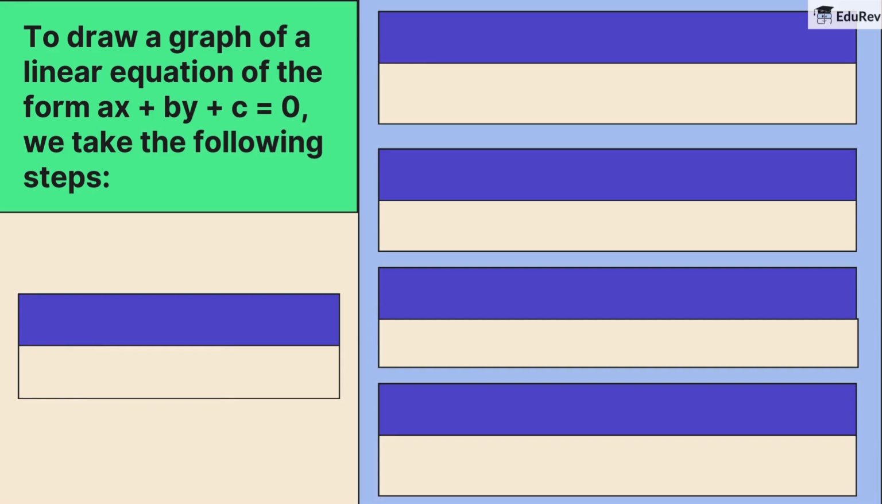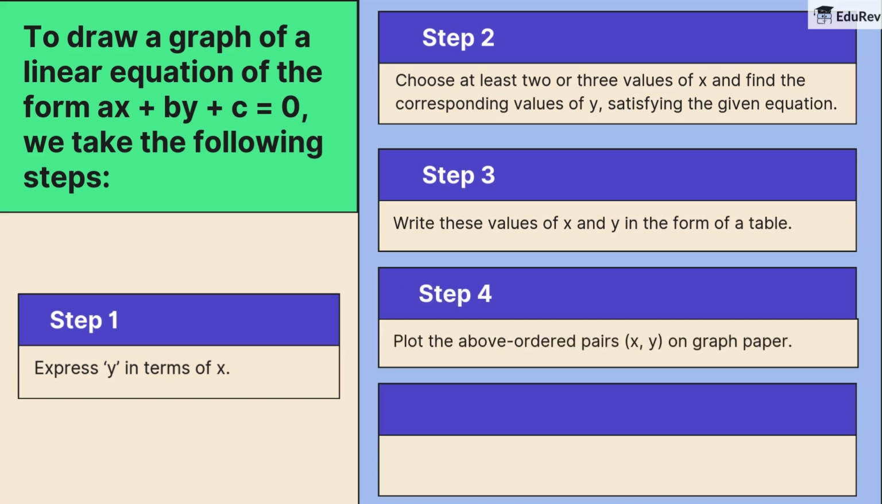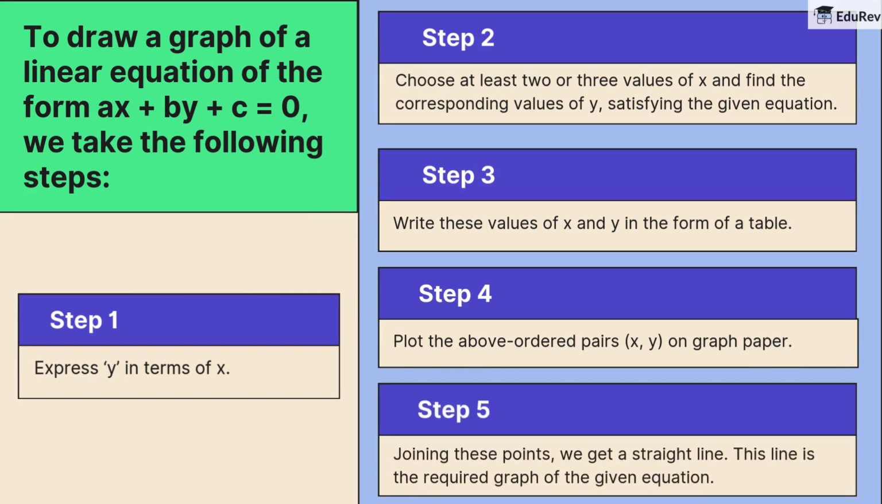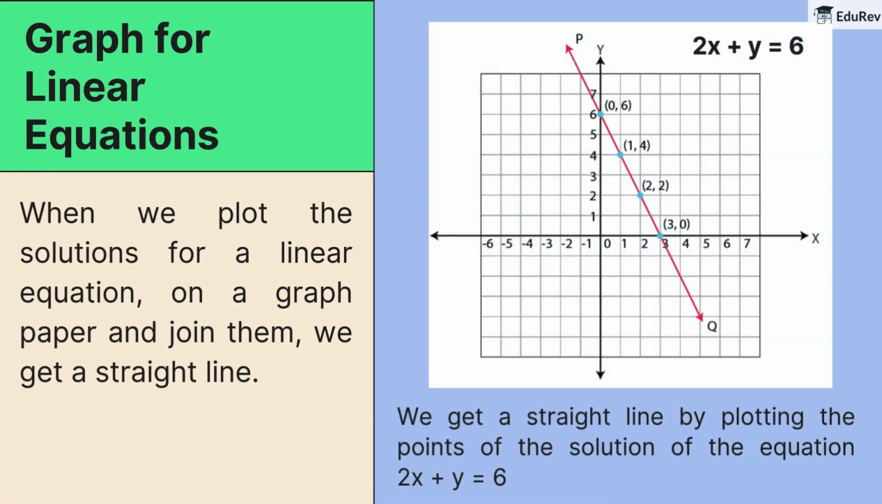To draw a graph of a linear equation of the form ax + by + c = 0, we take several steps. First, express y in terms of x. Next, choose at least 2 or 3 values of x and find the corresponding values of y. Then, write these values in the form of a table. After that, plot the ordered pairs (x, y) on graph paper. Finally, joining these points will give us a straight line, which is the required graph of the given equation.